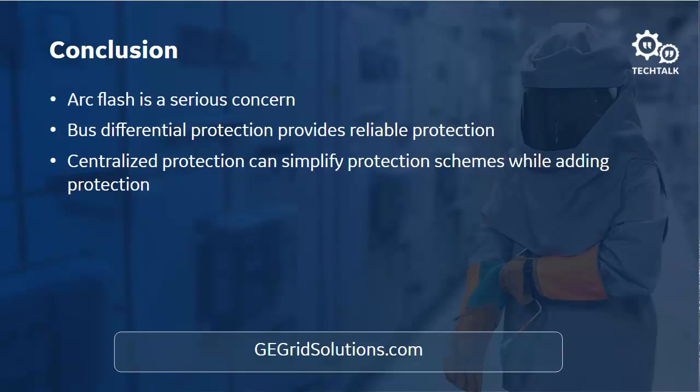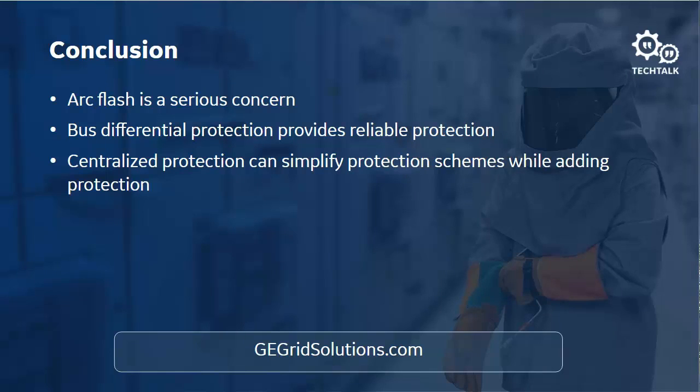In the conclusion over here, we talked a little bit about arc flash. It's a serious concern. So we have things like light sensors that can be done. Some issues with that. Bus differential protection provides reliable protection. It's consistent and it's fast. Carrying along that line, we can do the option of centralized protection, which can help simplify protection schemes while adding additional protection functions. So there's a lot of possibilities for us out there.